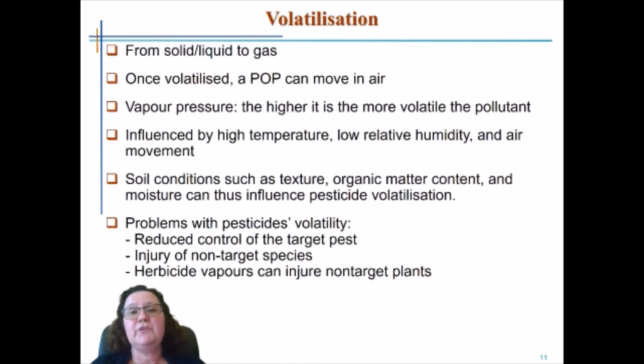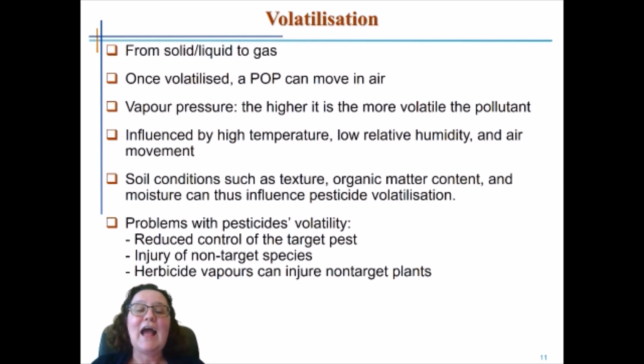So what happens when they are released in the environment? Well, one thing that you need to take into account is their ability to volatilize, to go from a solid or liquid form to a gas form. And once they volatilize, they can move in air, and they can move across quite long distances, and that's why they're a transboundary air pollution problem. How easily they volatilize depends on their vapor pressure, on their structure.